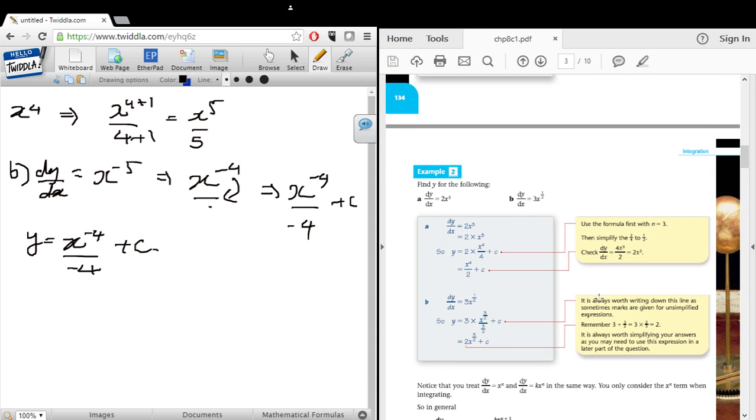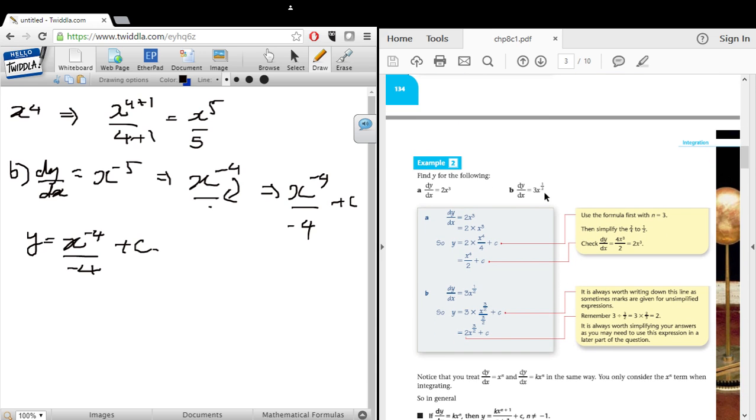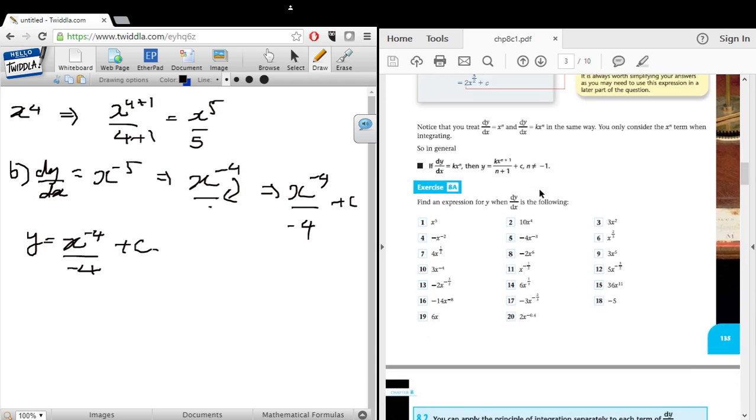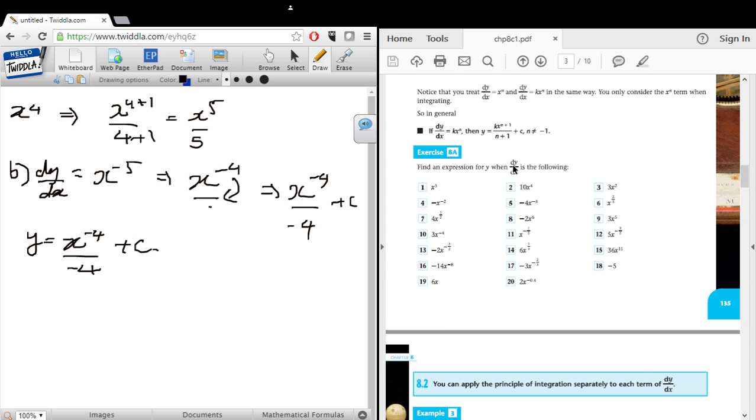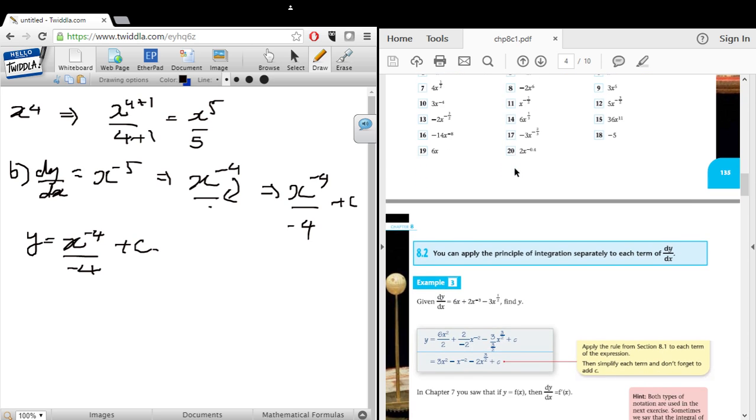Example 2 goes through a similar thing, just using some more complicated terms, if you like. And again, same thing that we mentioned here. k is the coefficient. k is divided by n plus 1. Examples for you to do here.